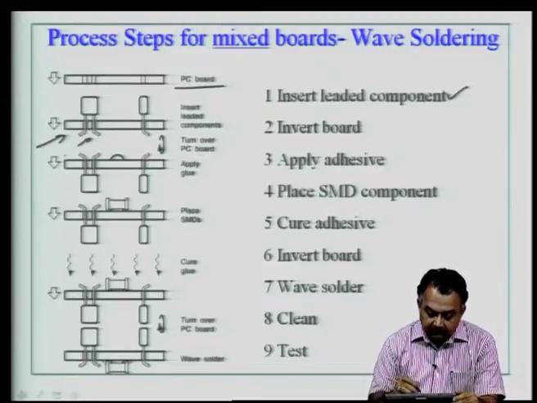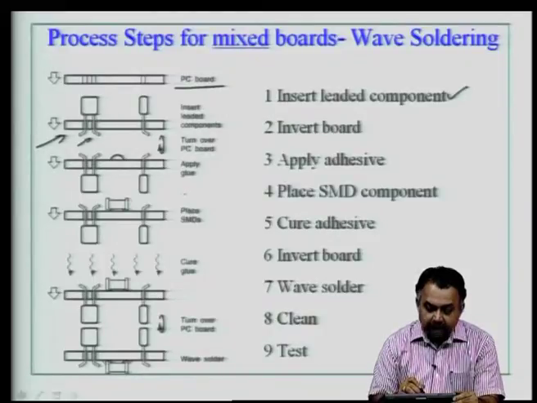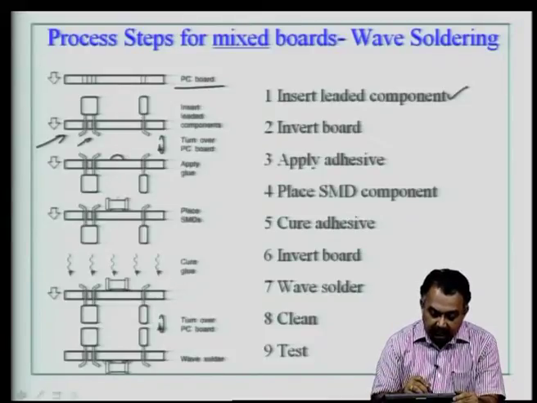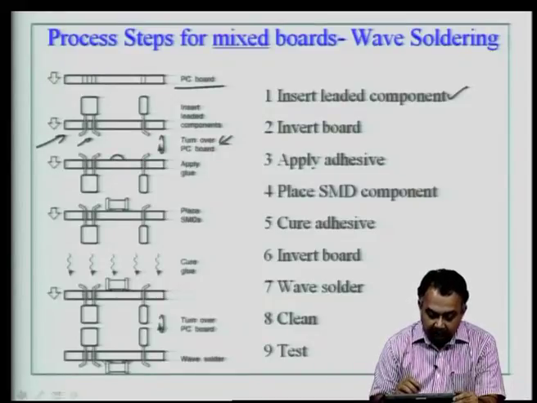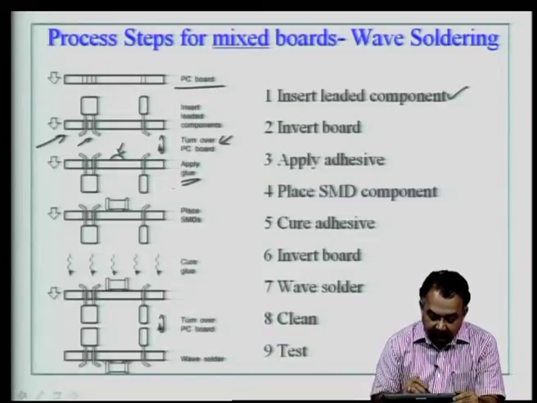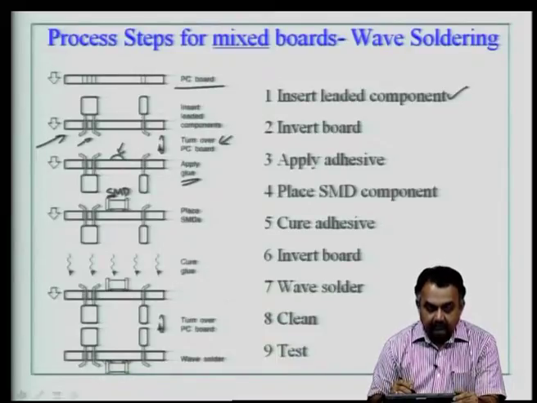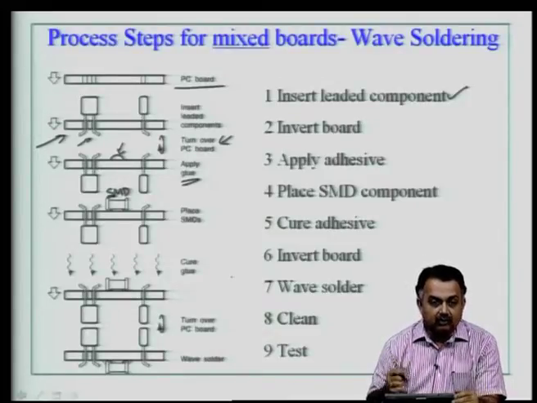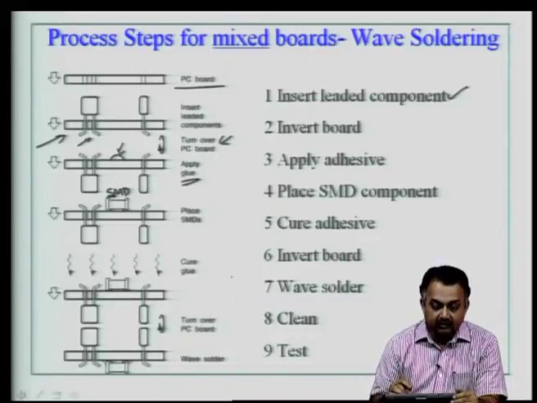Now, you can apply the adhesive. Suppose you want to mount a surface mount device on the other side of the board. As you can see here, the board is turned over and glue is applied. This is the glue that is applied. Now, you place your SMD device. Here is the SMD device that is placed. Obviously, your design has taken care of placing these devices in between the through hole components, so that there is no problem during soldering using the solder wave.